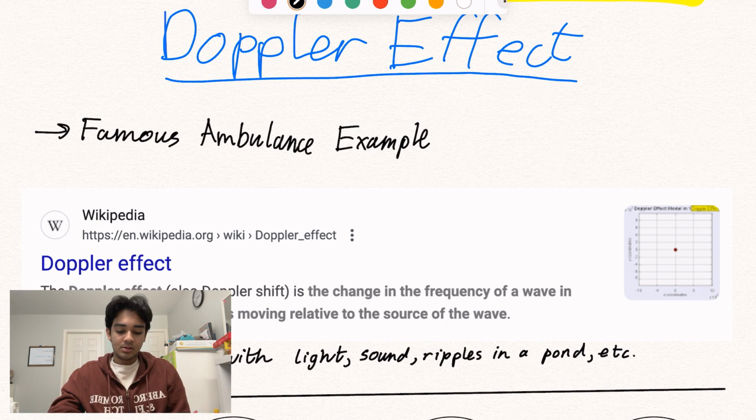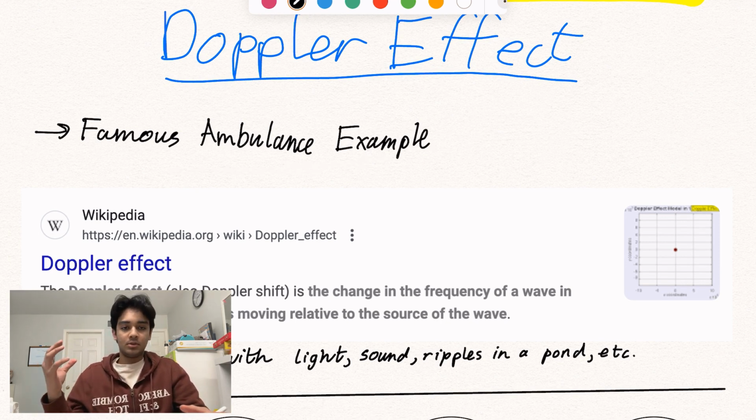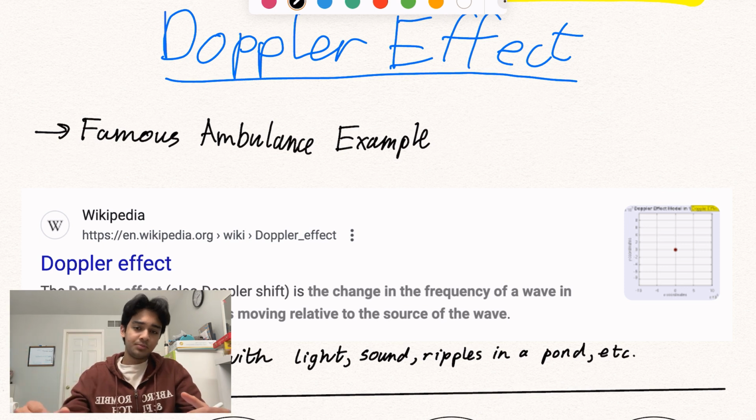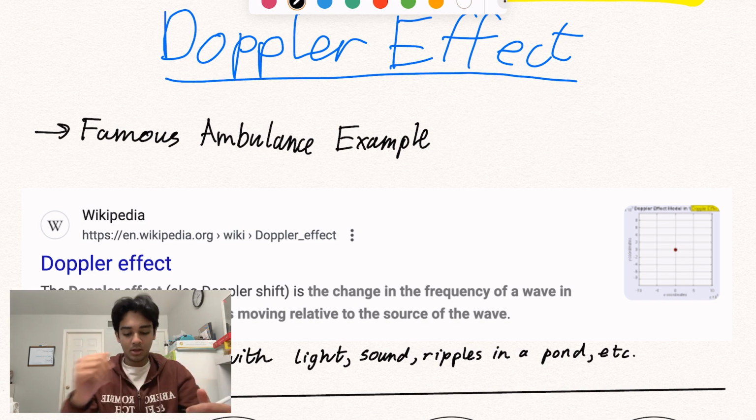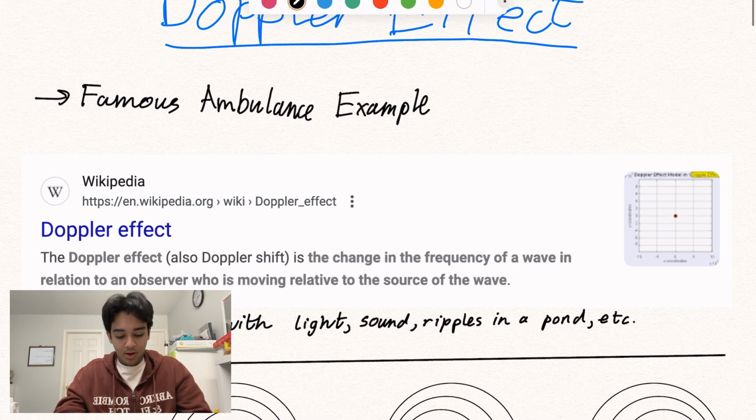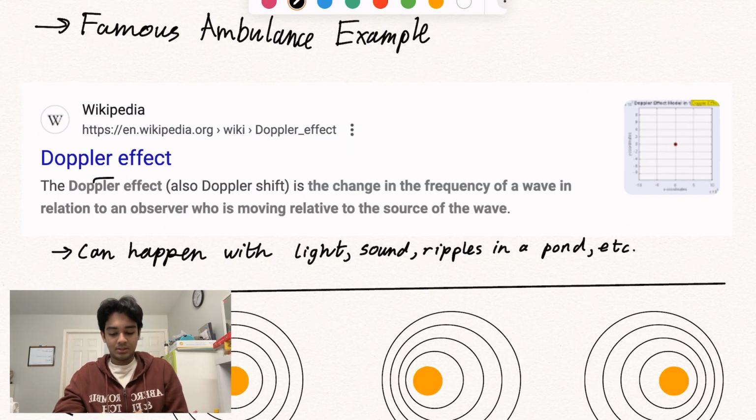So let's start by explaining what the Doppler effect is. Let's look at the famous ambulance example. If you ever notice, when an ambulance is approaching you, the pitch is a little higher, and then when it leaves and goes away from you, the pitch gets a little lower. Let's look into why that's happening, and that's through the Doppler effect.